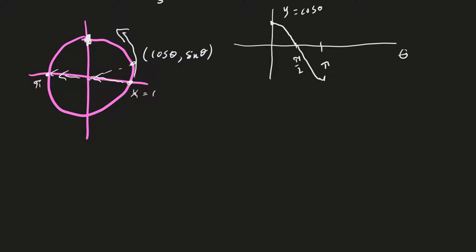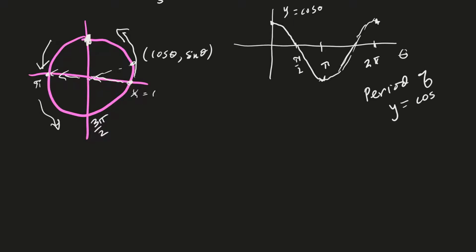And then we just reverse, right? So we're continuing to go in this direction, and so the x-coordinate is going to come back up, cross the x-axis again at 3 pi over 2, and then come back up to 1 at 2 pi. Okay, so this pattern just repeats itself over and over again. So we say that the period of y equals cosine of theta is 2 pi. That means it repeats every 2 pi units.